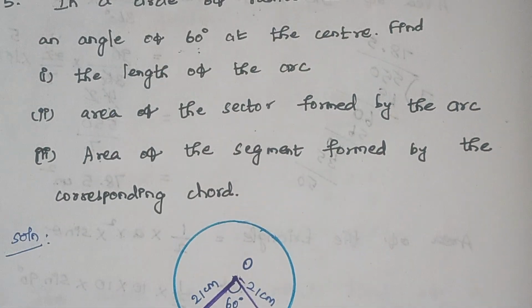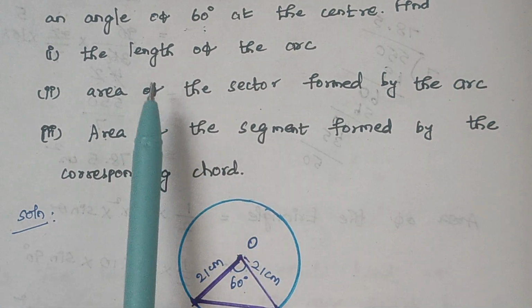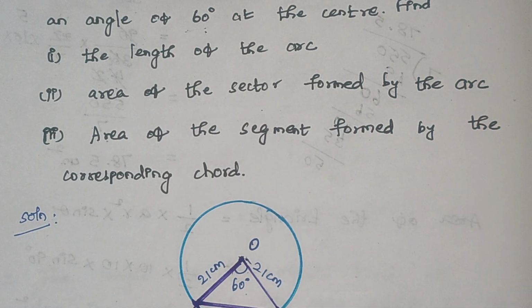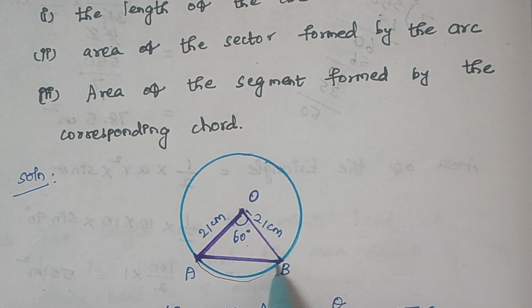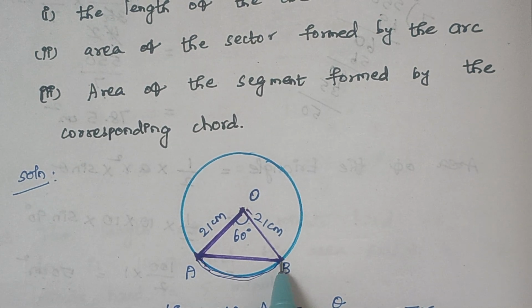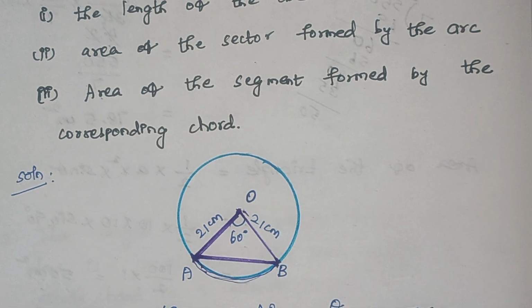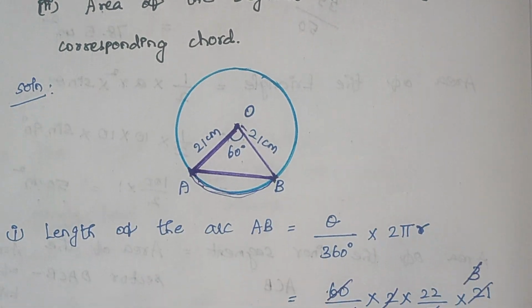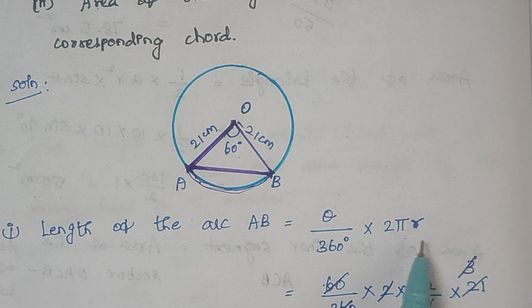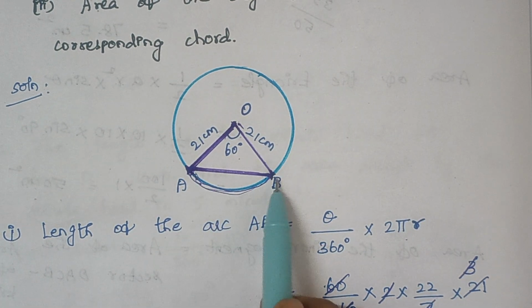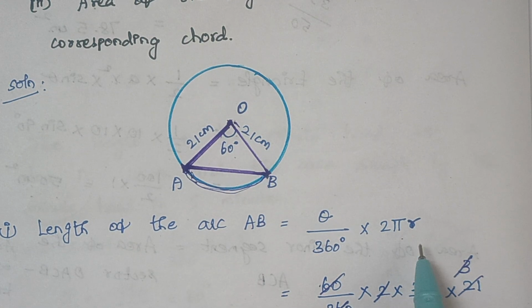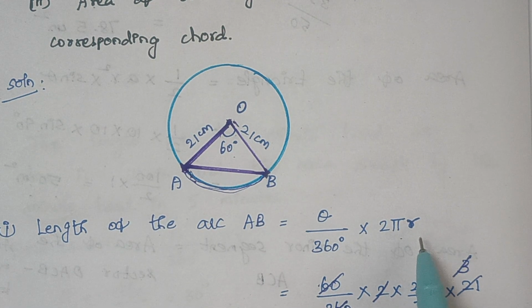So here the first thing is we have to find the length of the arc. So first in this diagram, what is length here? Length of the arc is nothing but this is your arc, right? And this is known as length of the arc, right? So length of the arc AB is given by the formula theta by 360 degree into 2 pi r. Because this arc forms a part of your circumference, therefore here we are writing 2 pi r. Okay, just to remember easily I am telling this, right?